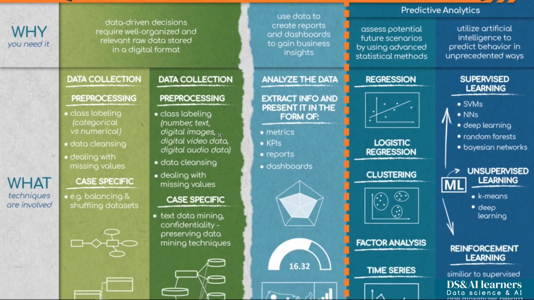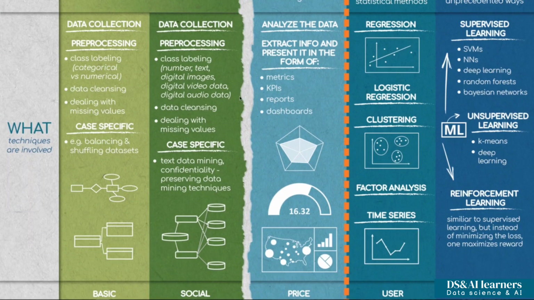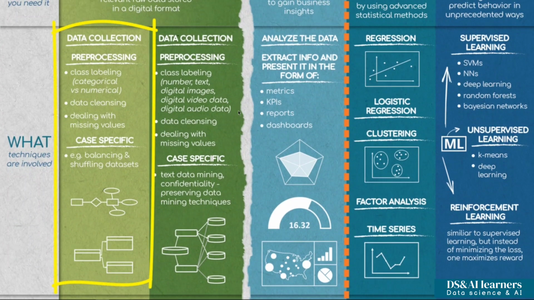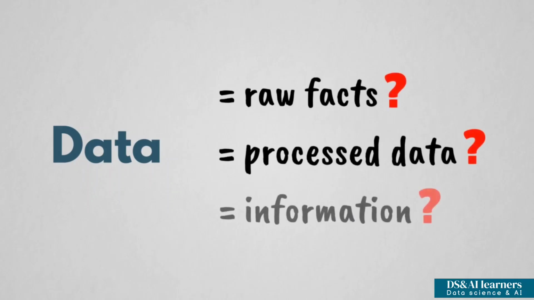In this video, we will focus on the first block of this row on the infographic. Approaches and techniques specific to working with traditional data. Data is a very broad term that can refer to raw facts, processed data, or information. To make sure we're on the same page and to better understand the different techniques that are applied to a dataset, we will separate those phrases. Take a look at the following graph.